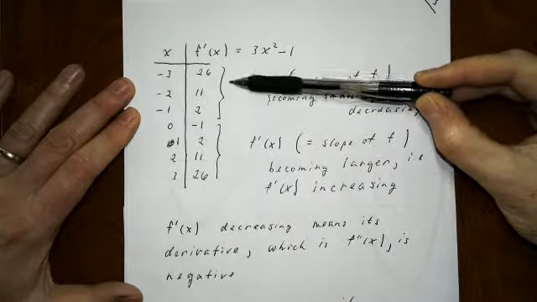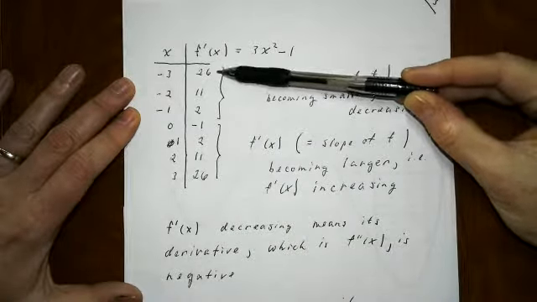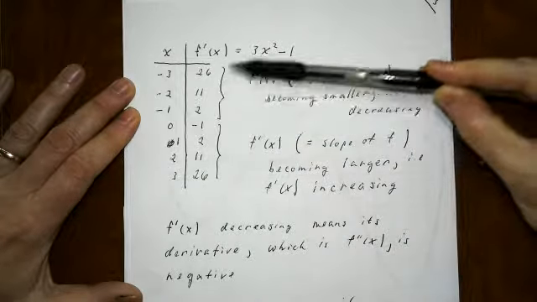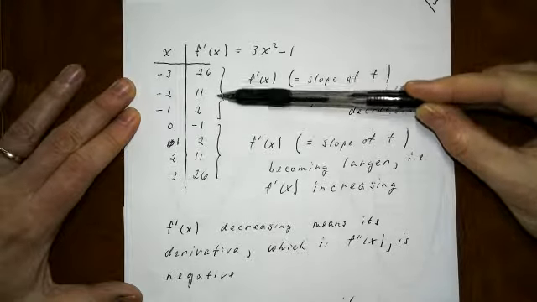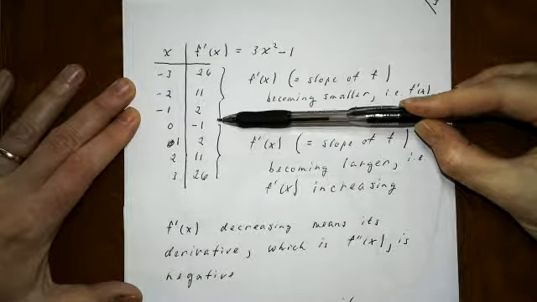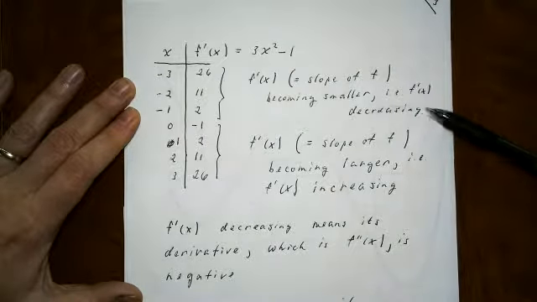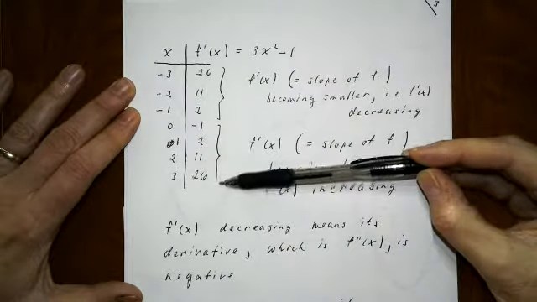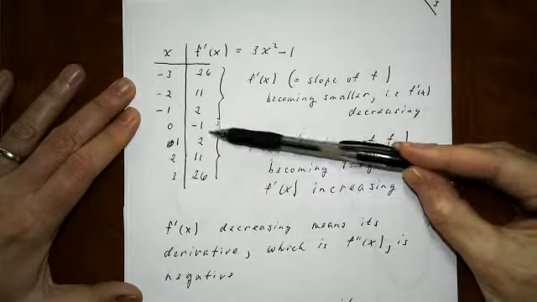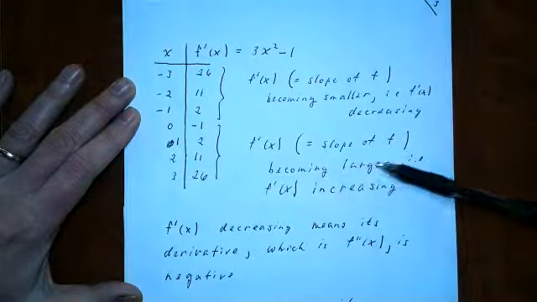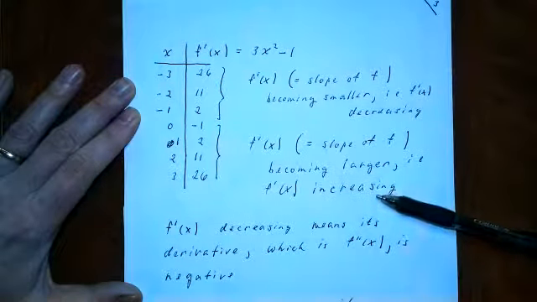Now notice what's happening here. In this range of values from minus 3 to about minus 1, the derivative is positive, but it's becoming less positive. The slope of f is becoming smaller. In other words, f prime of x is decreasing. In here, f prime of x is getting larger. In other words, the slope of f is getting larger, or the derivative is increasing.